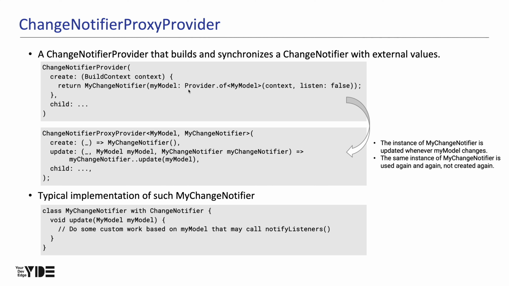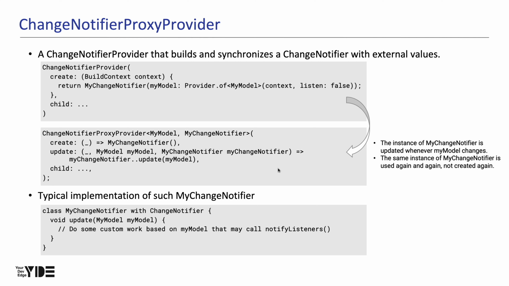To solve this issue, you can use it like the code shown here. What this means can be summarized as follows. Whenever MyModel is updated, MyChangeNotifier is updated, but the same instance is used over and over again, and is not created again. This is a very important point.